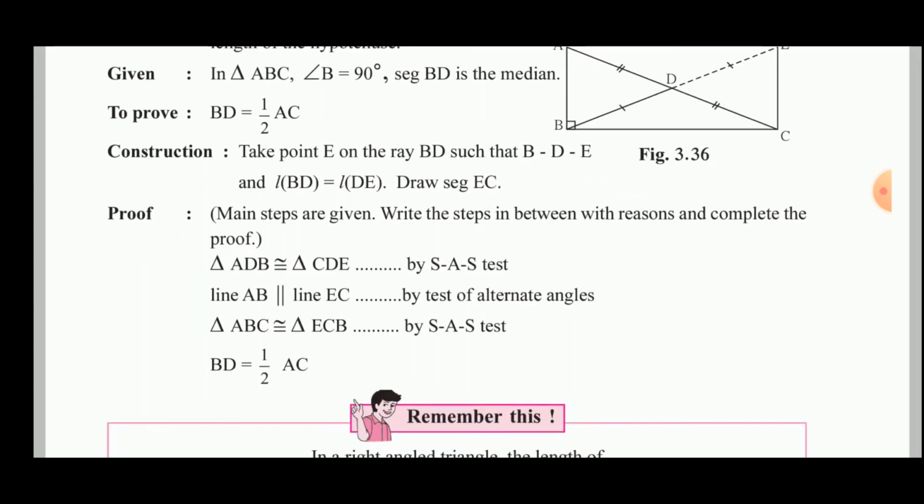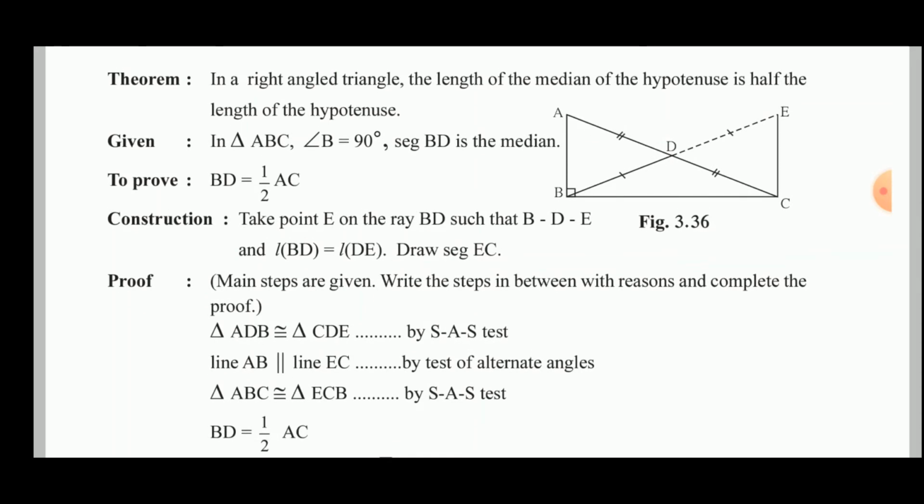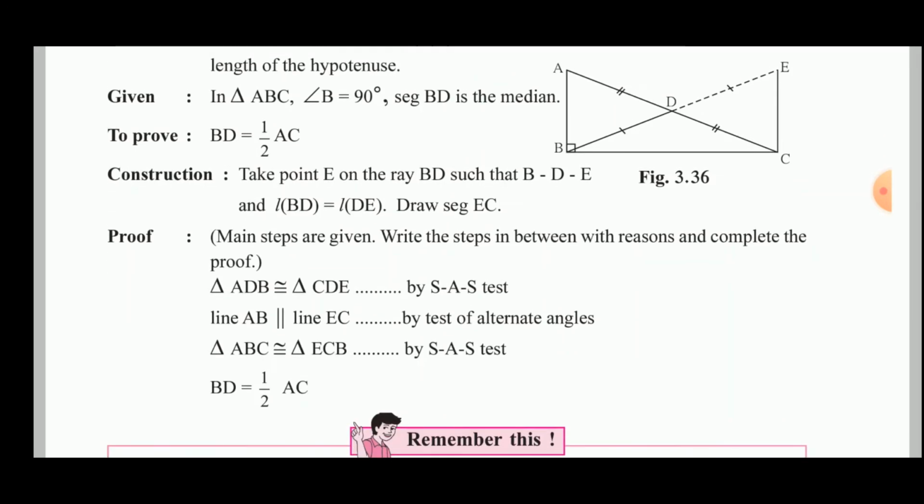Now triangle ADB and triangle EDC are congruent by SAS test. Line AB is parallel to line EC. So therefore triangle ABC is congruent to triangle BCE by SAS test. So BD is equal to half of BE. So BD is equal to half of AC.